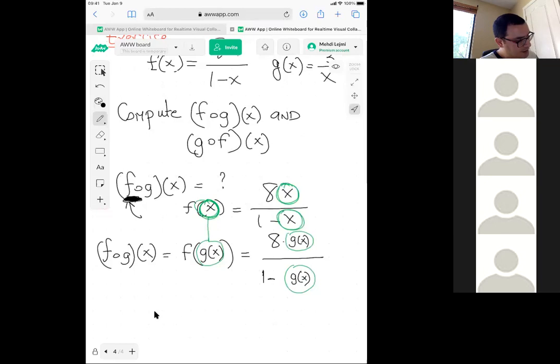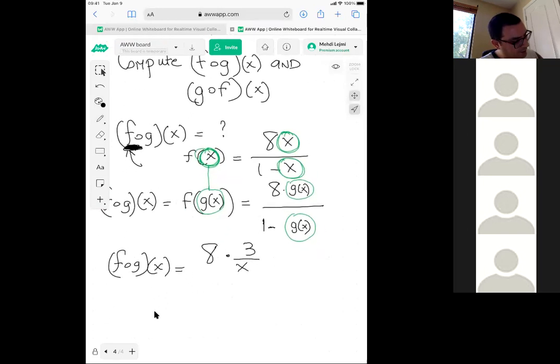Okay, so then your f of g of x would be like 8 times g of x, which is 3 over x. So here's my 3 over x, right? That's the top. Now in the denominator, we have 1 minus g of x, which is 3 over x.